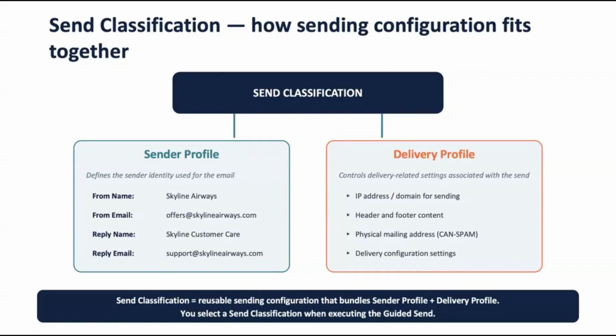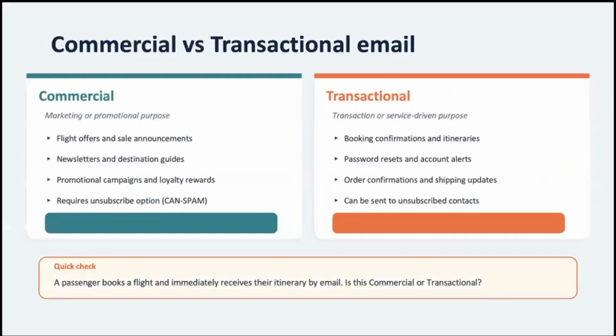Do you guys have any questions up until now? So now I explained about sender profile and delivery profile. Now there's another very important concept. Suppose Skyline Airways sends an email saying 20% off on flights to Singapore, book today. Why did they send it? Do you know the purpose of the 20% off, what type of email that is? Related to offers, exactly.